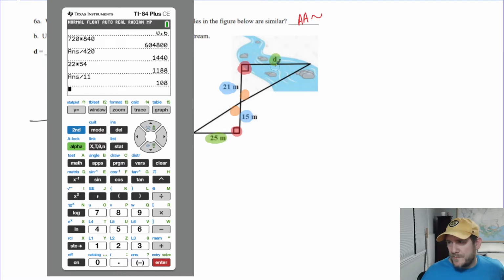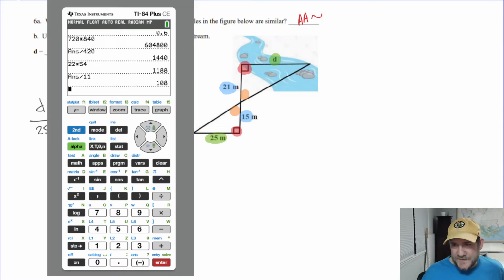Sure, let's take our variable. We can say d divided by 25, and we know that's got to be equal to 21 divided by 15. I do see that I can reduce, so I will. These are both divisible by 3. So if I divide by 3, I get 7, and if I divide by 3, I get 5. That's going to make life a little simpler.